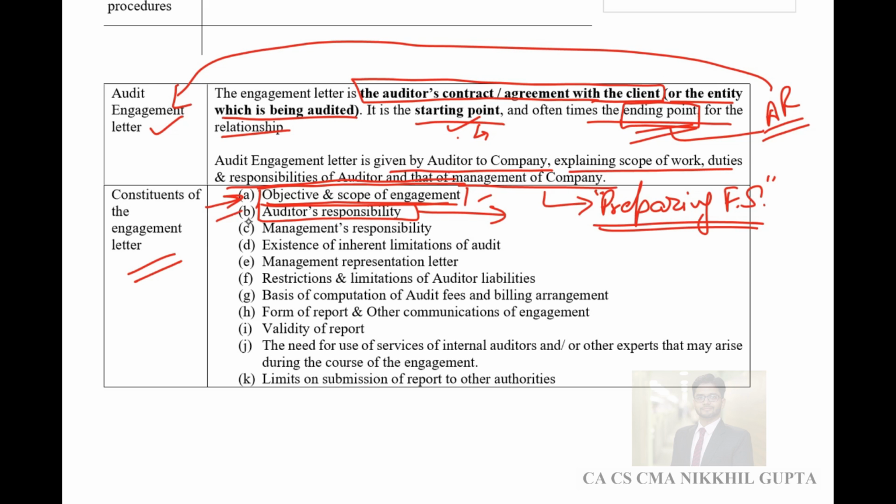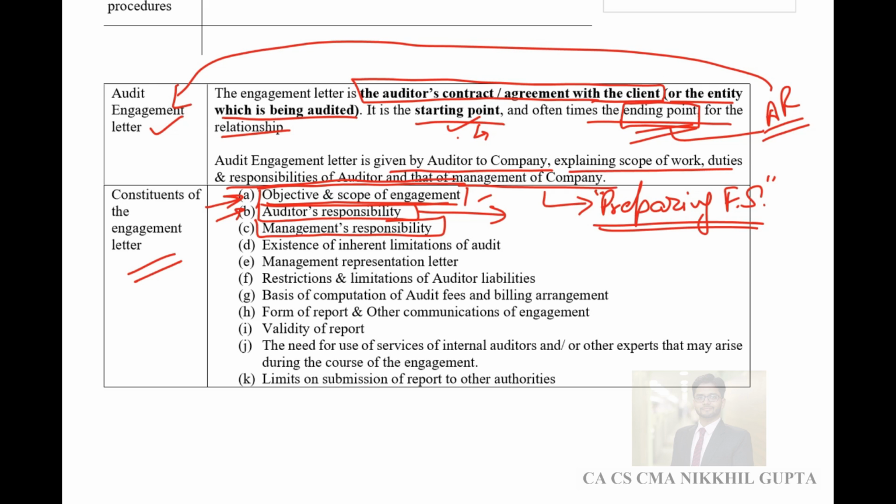So this is the second constituent of engagement letter, that the auditor's responsibility is stated in the engagement letter. What is the work which the auditor needs to do and for what things will the auditor be liable. Then third point is management's responsibility. So the engagement letter should also contain management's responsibility, which means whatever things management needs to do.